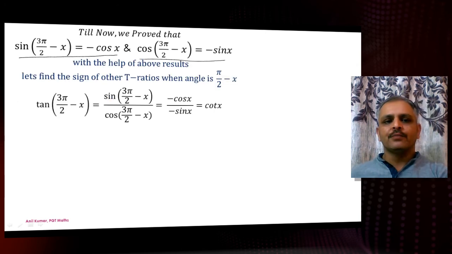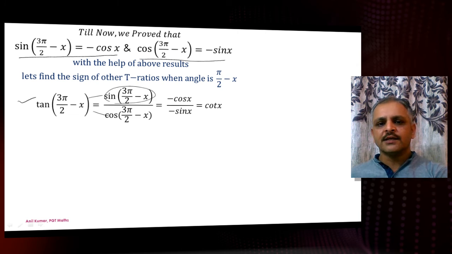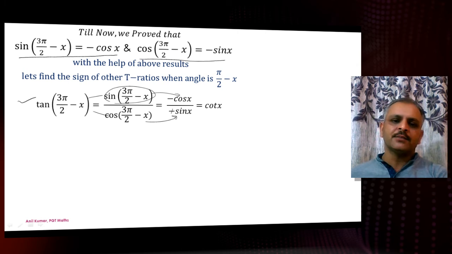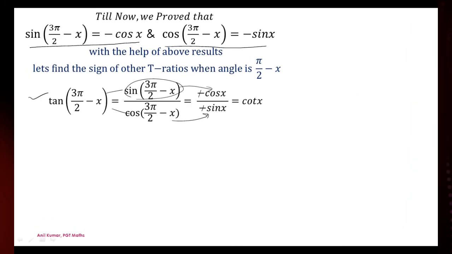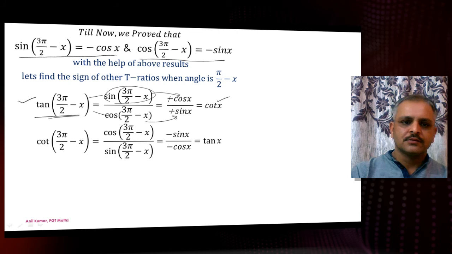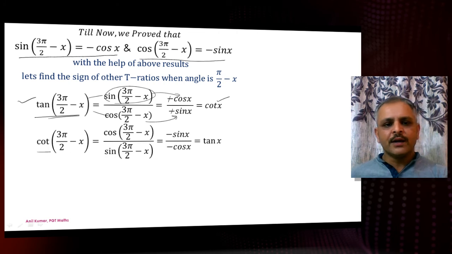So tan 3 pi by 2 minus x. Tan is sin upon cos. Sin 3 pi by 2 minus x is minus cos x and cos is minus sin x. Minus and minus cancel. Cos by sin is cot x. So tan 3 pi by 2 minus x is cot x. Now cot 3 pi by 2 minus x will be just the reciprocal of this one. So cot's reciprocal will be tan x.